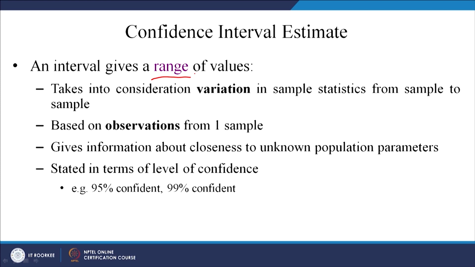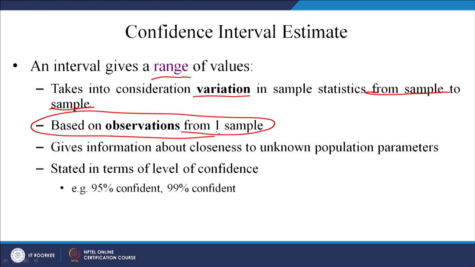So it gives you a range. I have already talked about this. It takes into account variation in sample statistics from sample to sample. Generally we calculate the interval estimate on the basis of just one sample. There is no need of taking several samples to know about the population parameter.